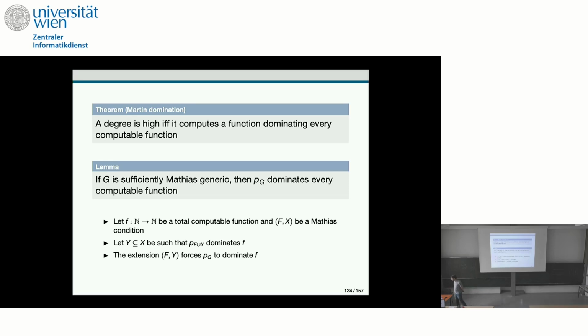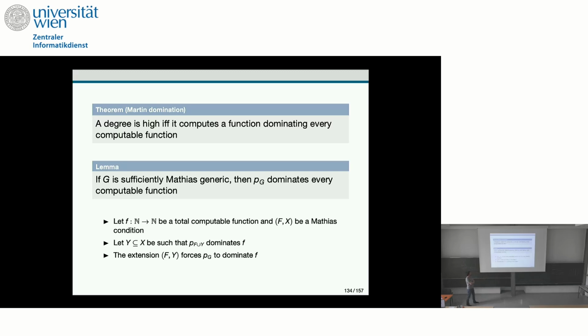And it's easy to see that if G is sufficiently generic for computable Mathias forcing, even when you restrict reservoirs to be computable, then the principal function of G, the function which to n associates the nth element of your set, will dominate every computable function. For this, just check that. So fix any total computable function F and any condition. We want to find an extension which will force the principal function of your generic set to dominate F eventually.